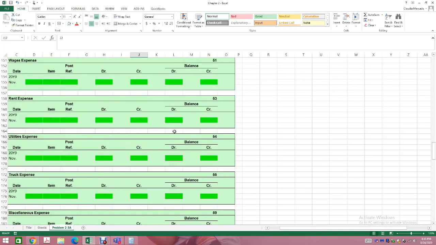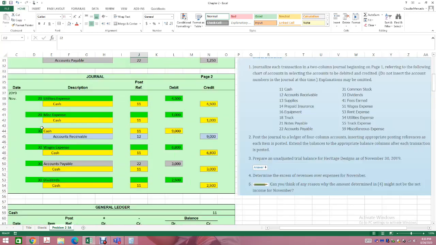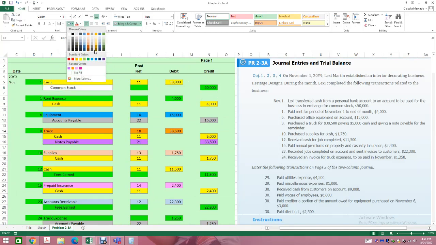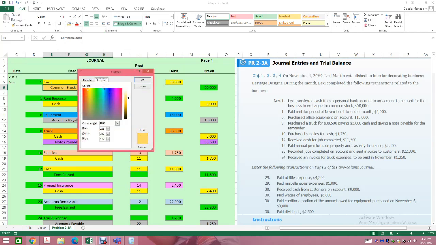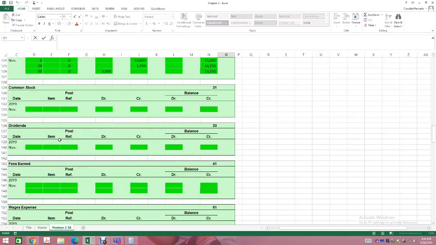The next one we have is common stock. So we're going to go look for our common stock, and my common stock is right there. Let me use another color. I have a common stock of 50,000, and we only have one entry to common stock, and that happened on the 1st.